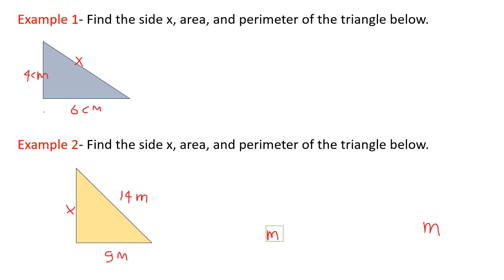For example, find the side x and perimeter of the triangle below. So this one is x, this one is x, you have the 4 feet, 6 feet, so your solution of that one, Pythagorean theorem.